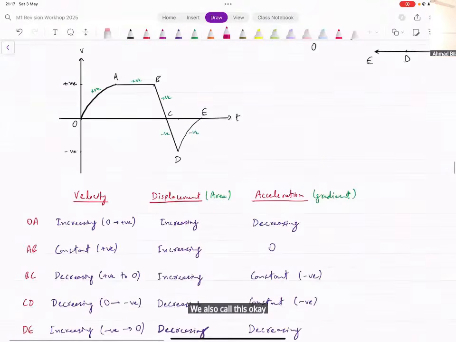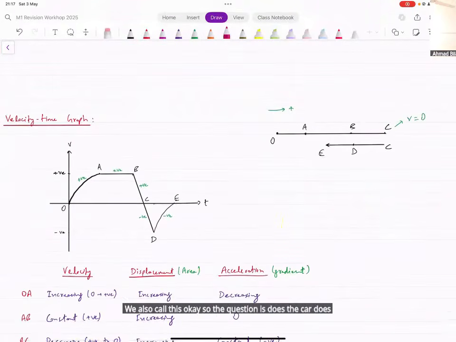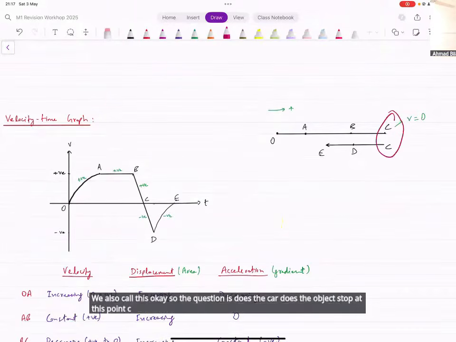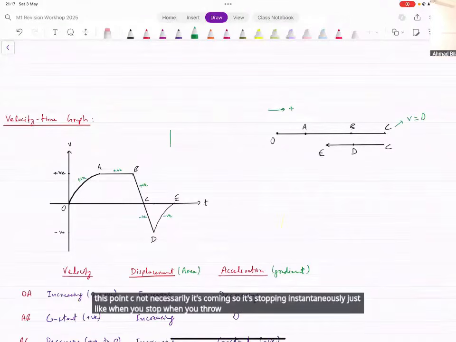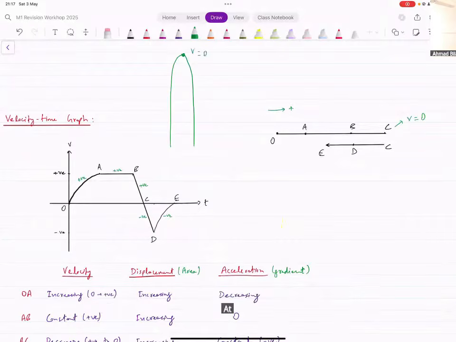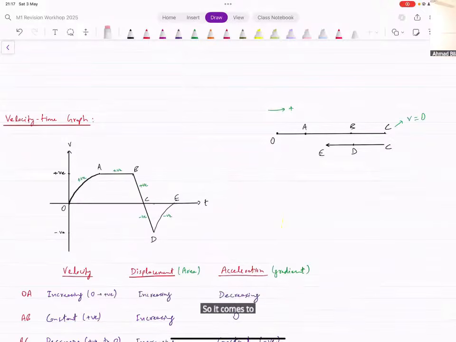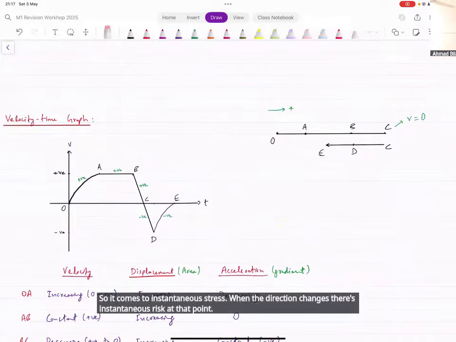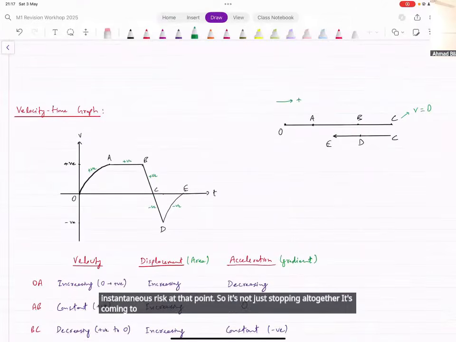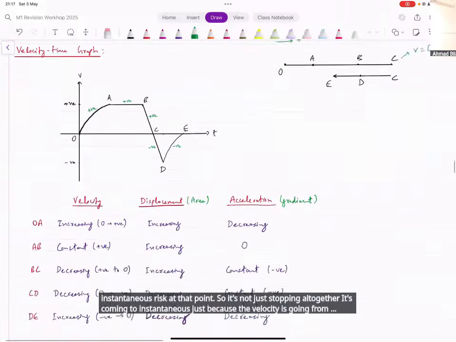So the question is, does the object stop at this point C? Not necessarily. It's stopping instantaneously. It's just like when you throw an object in the upwards direction. At the stop point, it comes to instantaneous rest. Its velocity is going from positive to negative, so it comes to instantaneous rest. When the direction changes, there's instantaneous rest at that point. So it's not just stopping altogether. It's coming to instantaneous rest because the velocity is going from positive to negative or from negative to positive.